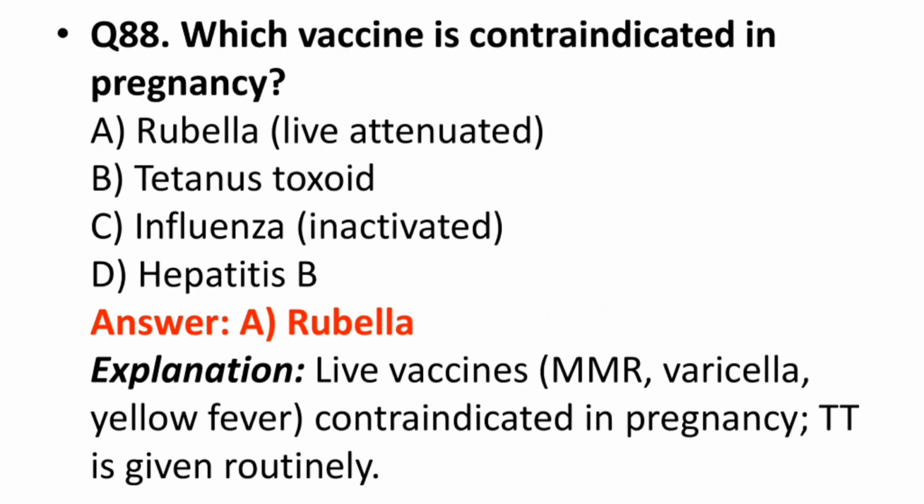Which vaccine is contraindicated in pregnancy? Option A, rubella; option B, tetanus toxoid; option C, influenza; option D, hepatitis B. The correct answer is option A, rubella. Live vaccines, MMR, varicella, yellow fever, are contraindicated in pregnancy. TT is given routinely.